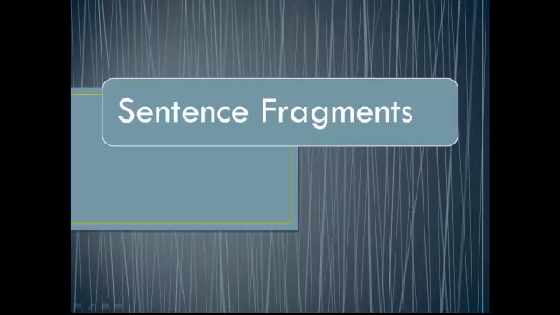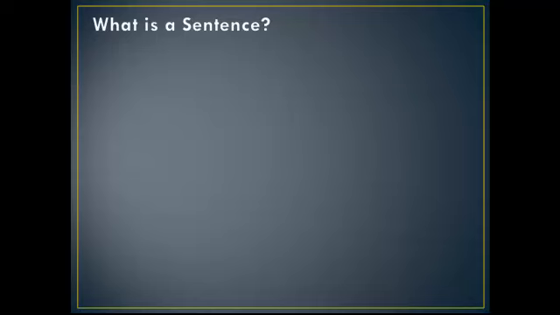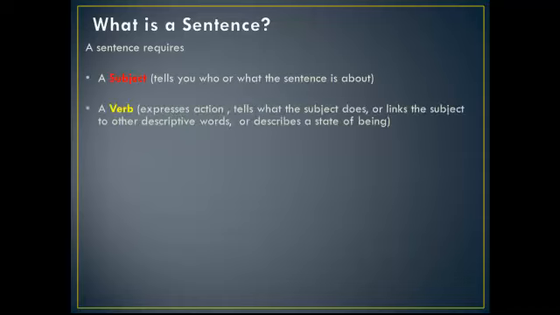Sentence fragments. What is a sentence? A sentence requires a subject, which tells you who or what the sentence is about. A verb expresses action, tells what the subject does, or links the subject to other descriptive words, or describes a state of being.